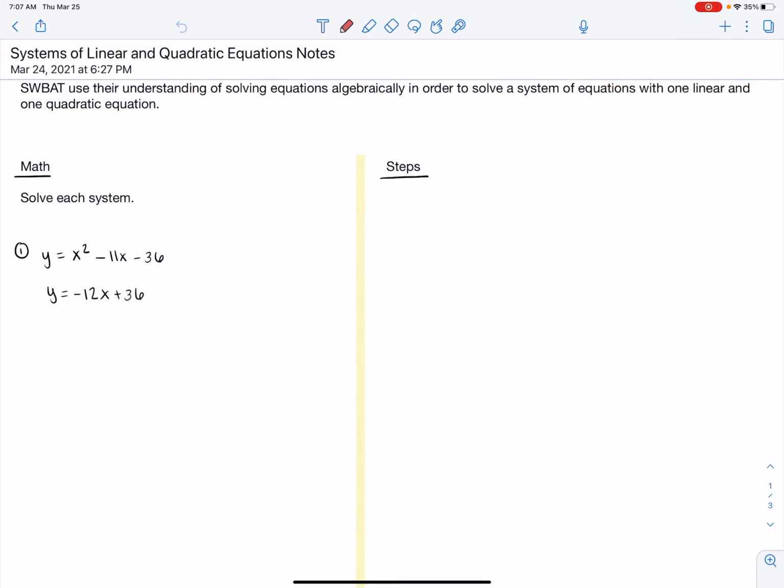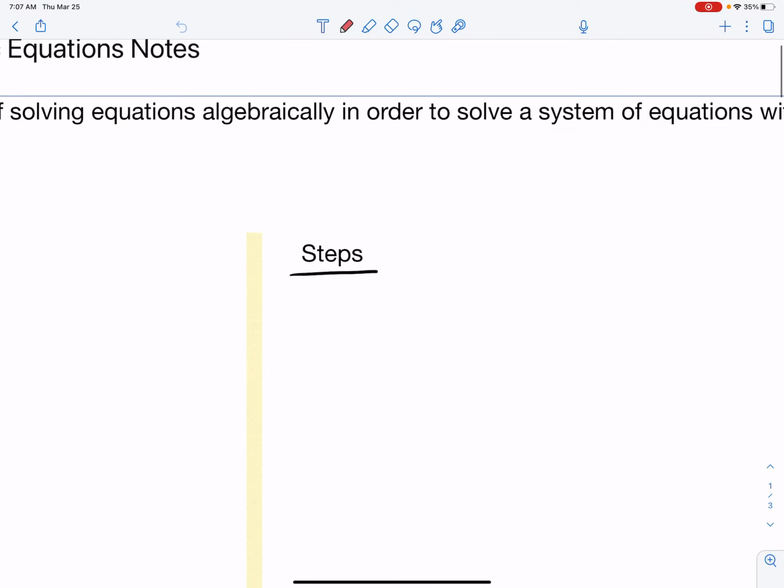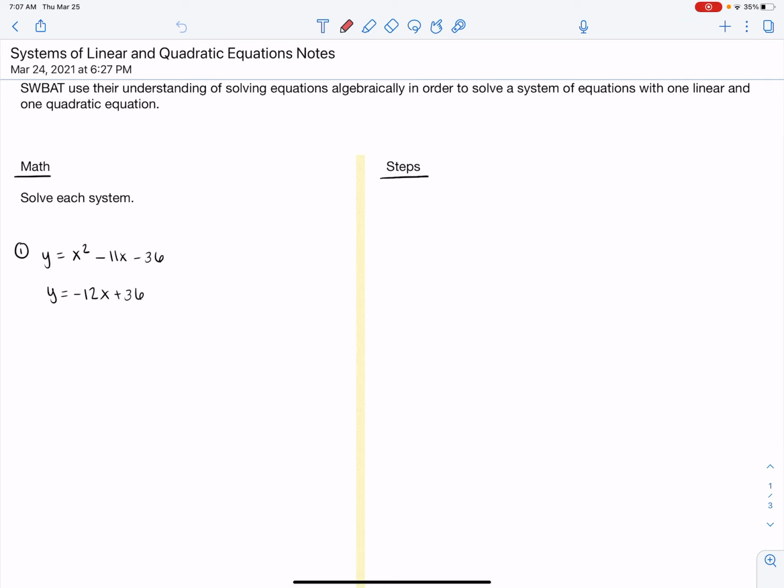So today the student will be able to use their understanding of solving equations algebraically. The algebraic method we're going to use today is substitution, in order to solve a system of equations with one linear and one quadratic equation. So let's think for just a second about what kind of answers we're going to come up with.